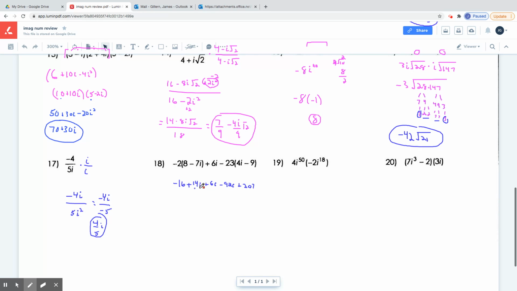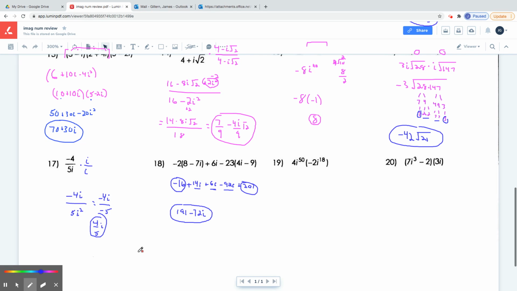All right, so I have 14i, negative 92i, right? And then I have negative 16 I can combine with 207. Because I want to do this in standard form, negative 16 and 207 is really 191. And then 14i plus 6i is 20i. 20i minus 92i is negative 72i. So it's 191 minus 72i.